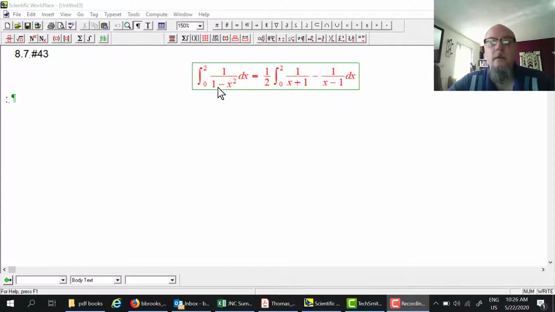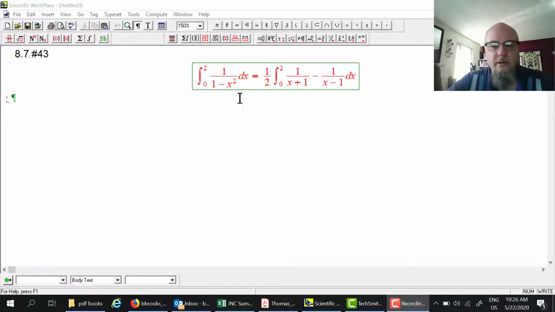first asked here. When x is equal to 1, we're dividing by 0. When x is equal to minus 1, we're dividing by 0. I see it, better over here. When x is equal to minus 1, this piece is divided by 0. When x is equal to 1, this piece is divided by 0. Now, we're only integrating from 0 to 2.